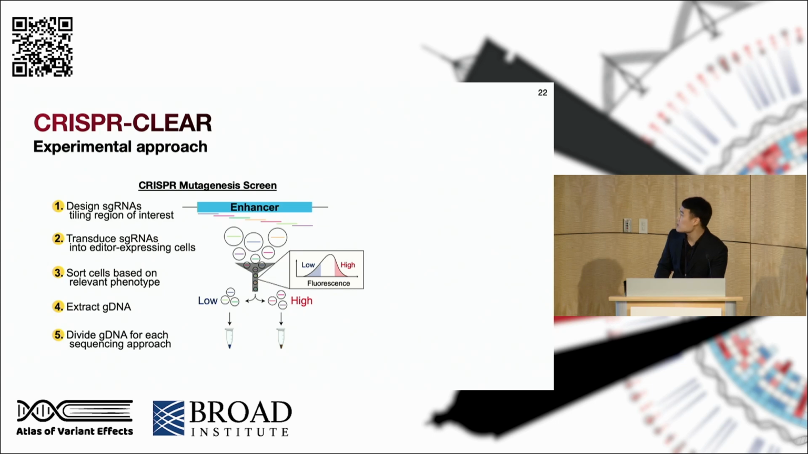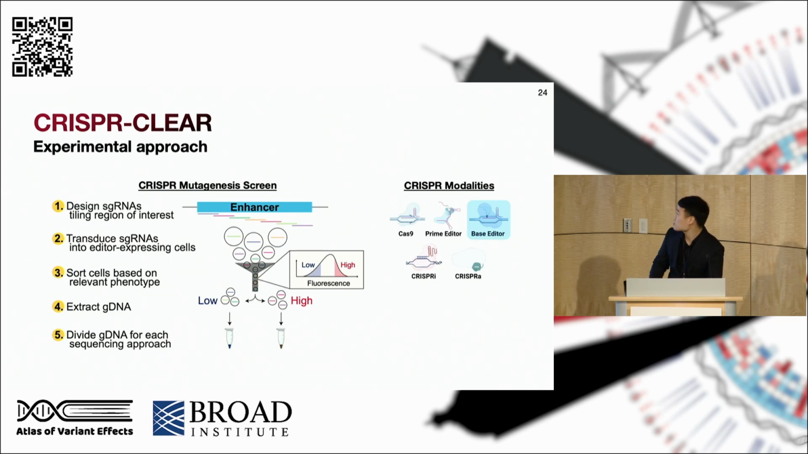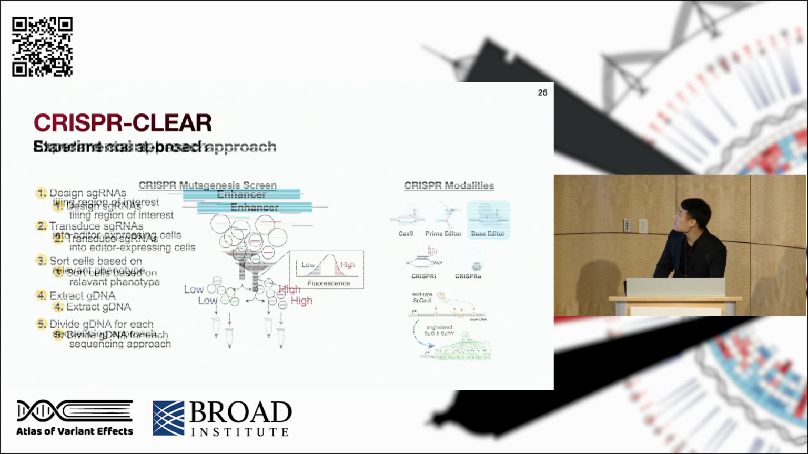We sort based on phenotype, usually using fluorescence as a proxy. Then we extract the genomic DNA and divide it half and half to be used in our two separate approaches. There are a couple of key differences from a typical CRISPR mutagenesis approach that I would like to briefly mention. Firstly, we're using a base editor, which, as John described, we can use to install single nucleotide edits, either A to G or C to T. We're also employing a specially engineered SpRY Cas9 that doesn't have the PAM restriction that most Cas9s typically have. And these two changes in tandem allow us to achieve dense tiling of the region of interest.